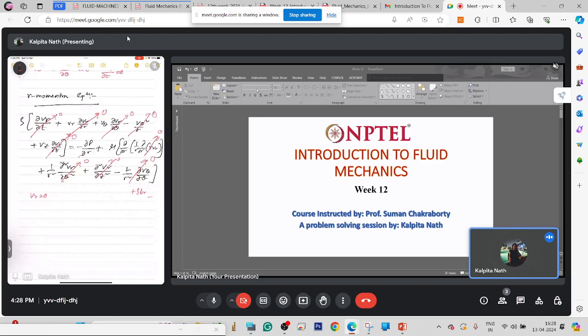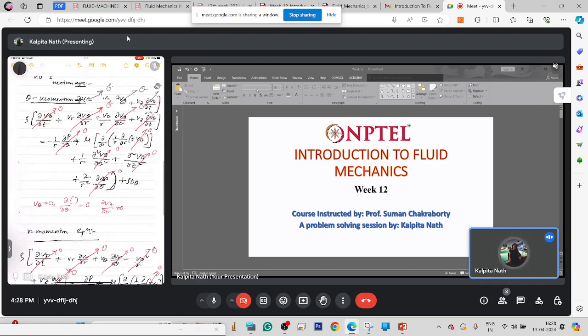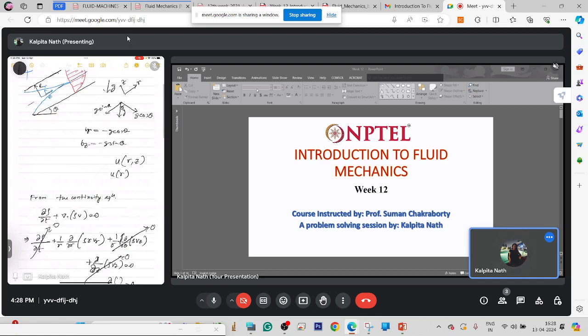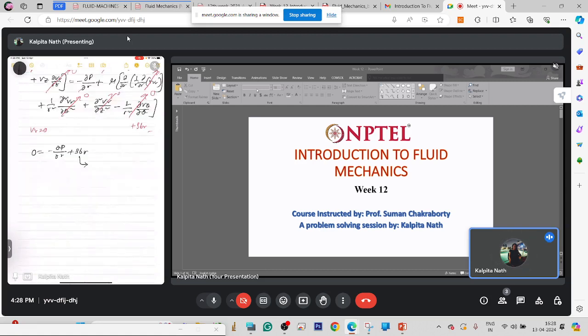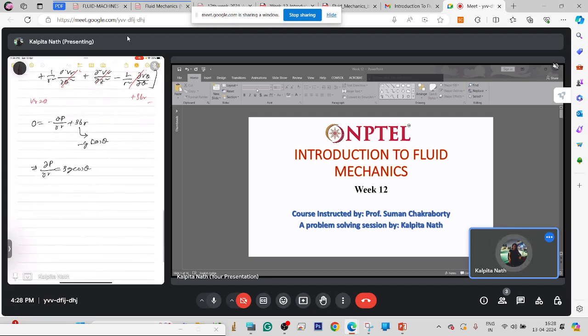So if we write things up, this will be 0 is equal to minus del p del r plus rho br. Now rho br we have already determined here, br means g cos theta minus g cos theta. So br will be minus g cos theta. So this will be del p del r is equal to rho g cos theta, right? Now we will write what?